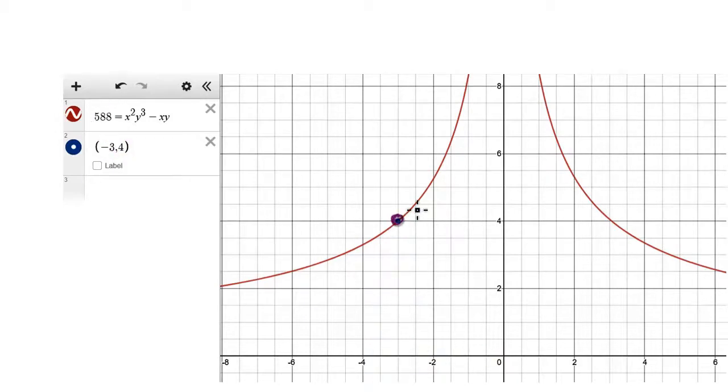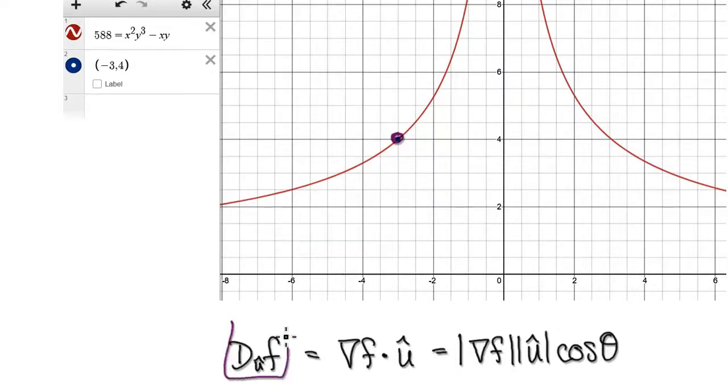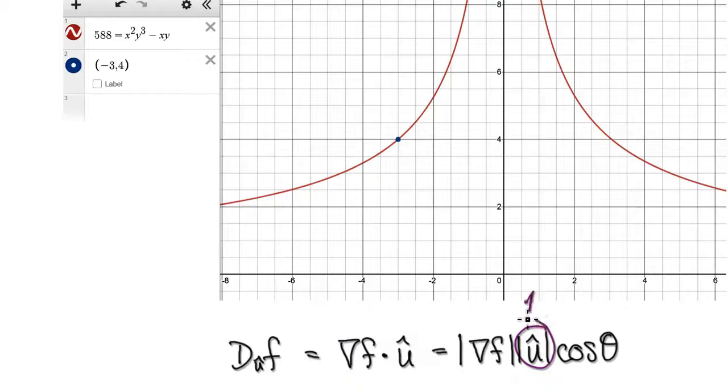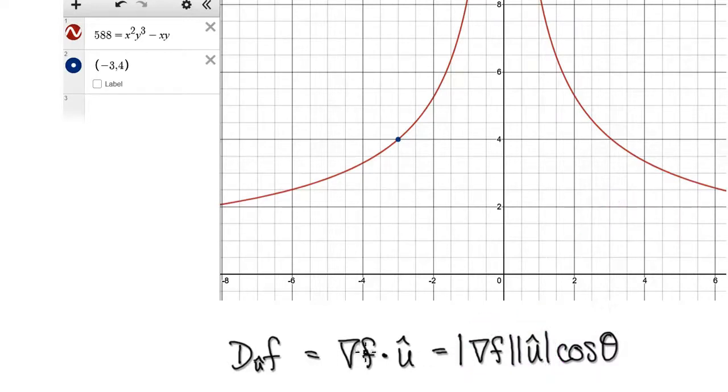To maximize your directional derivative, remember your directional derivative is given by the dot product of the gradient vector and the unit vector. You're trying to find the unit vector. But we've seen this before. The magnitude of your unit vector is always 1. This thing here is always trapped in between 1 and -1. So to maximize this, your unit vector should be in the same direction as this.